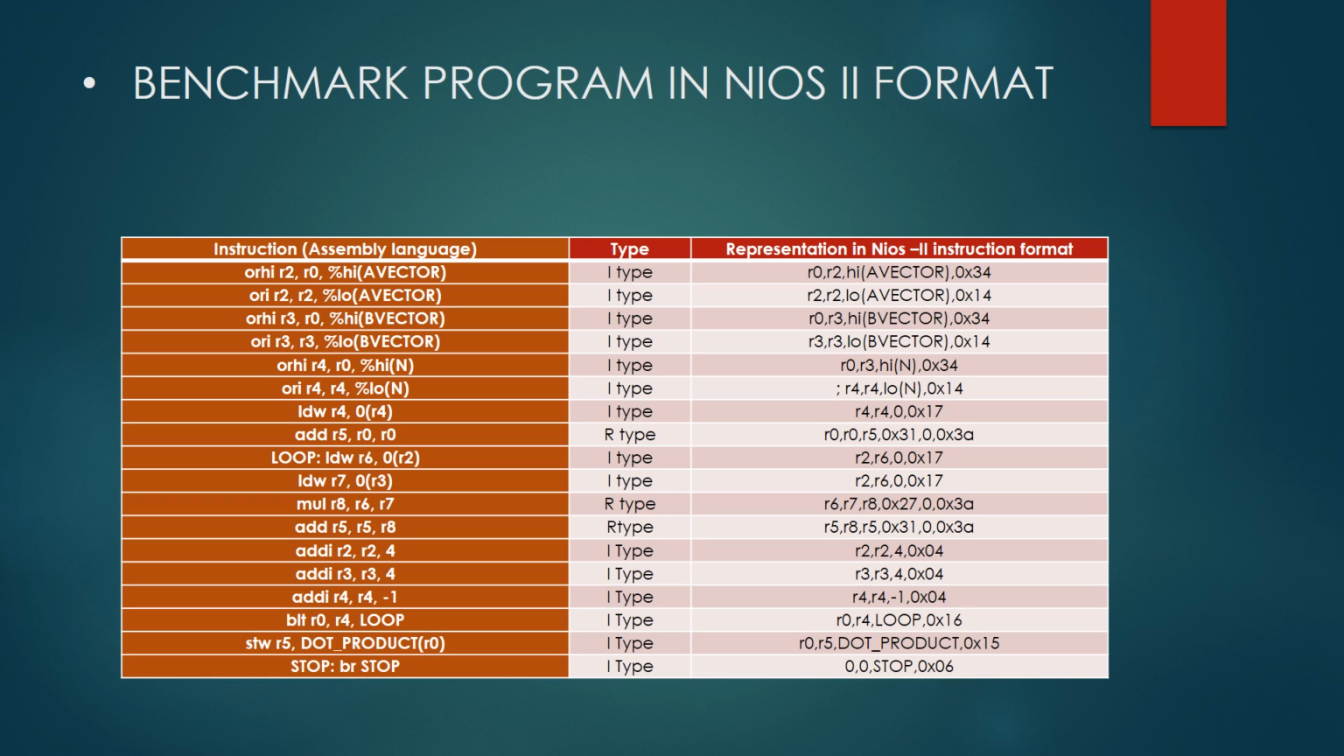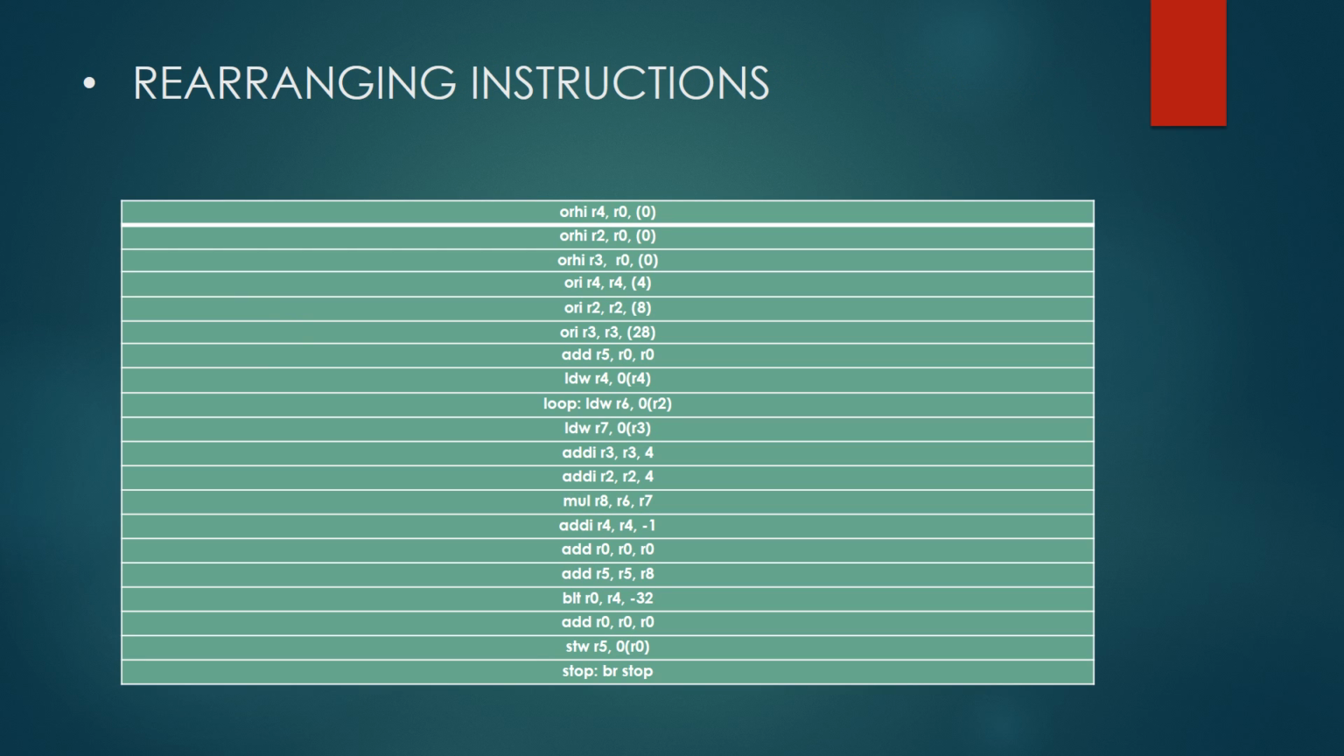But this sequence of code has data dependency and has to be improved, and in my next slide I'm going to show how we can rearrange the Nios II instructions in order to avoid data dependencies. Here we can see we rearrange the instructions and write them again in the rearranged way, and this way we can avoid the data dependency and also improve our performance.